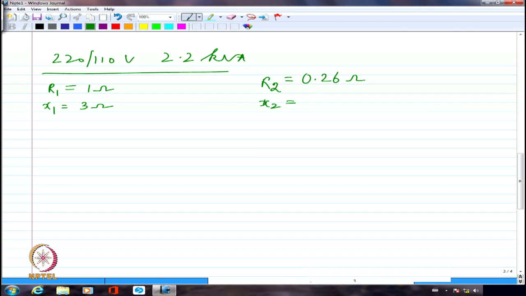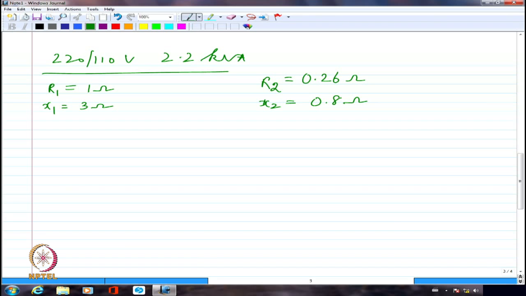Okay? So if I take it this way, yes. N1 by N2 the whole square. Yeah, that's why 1 by 4. (220 by 110) is the turns ratio. If I am transferring everything to the primary side, I have to multiply by 4 because 2 square. 2 by 1 the whole square.